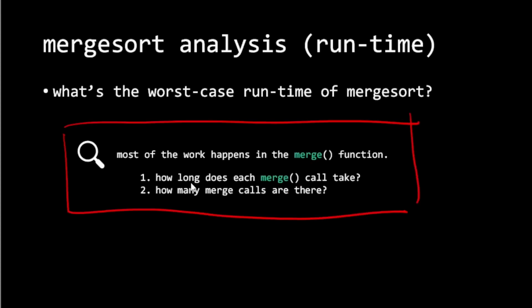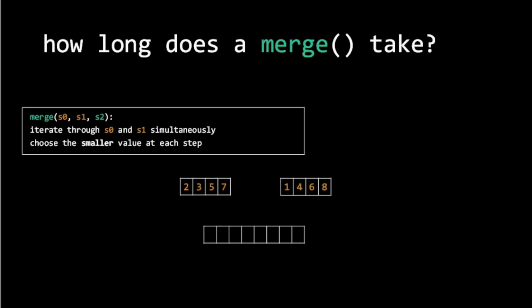So if we can answer these two questions, how long does a merge call take, or in other words, the number of comparisons, and how many merge calls are there, then we can get the overall asymptotic runtime of the merge sort function. Okay, so let's start with how many comparisons the merge function takes. Remember, the idea was to iterate through these sorted lists S0 and S1 simultaneously and choose the smaller value at each step. Let's see what that looks like for these two lists.